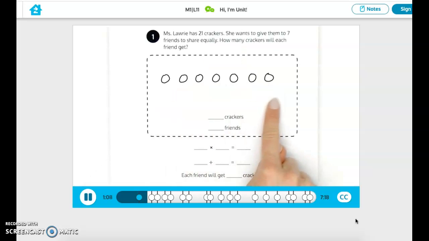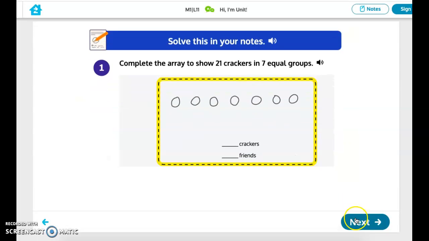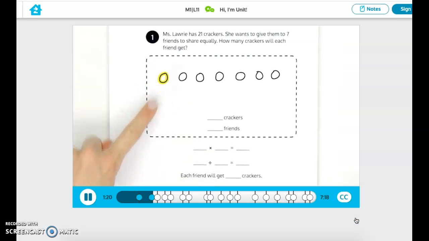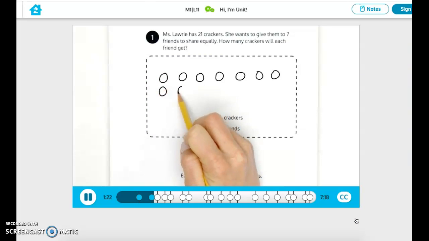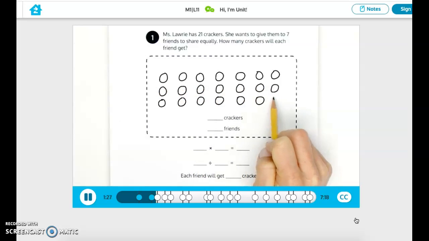Complete the array to show 21 crackers in 7 equal groups. Make sure to leave room below your array so we can add labels later. Each circle represents 1 cracker. I'll keep drawing 1 circle in each of the 7 columns until I've drawn all 21 circles. Check your work.